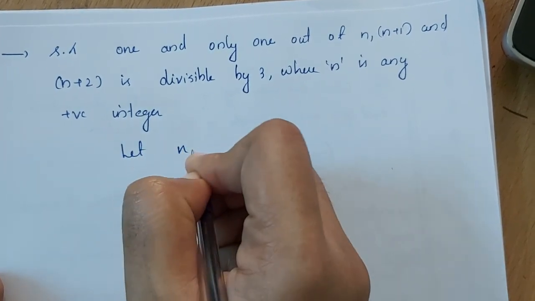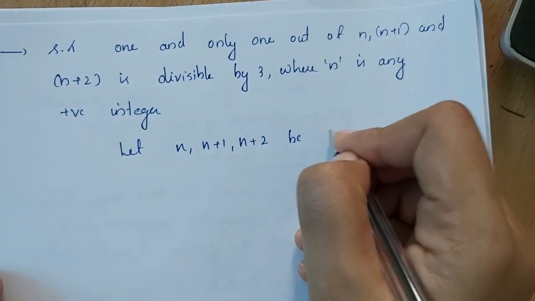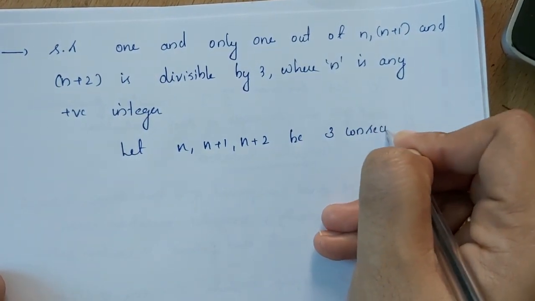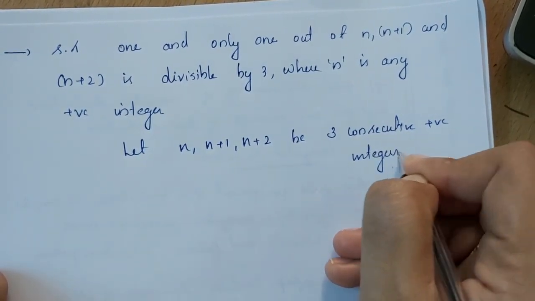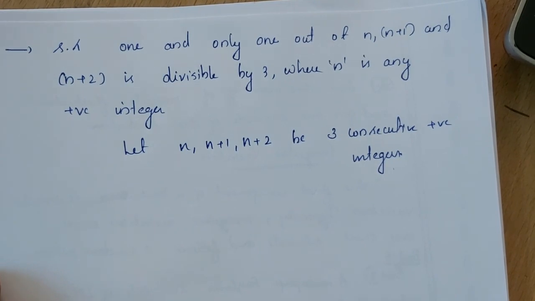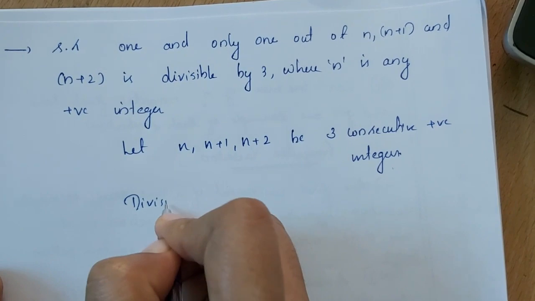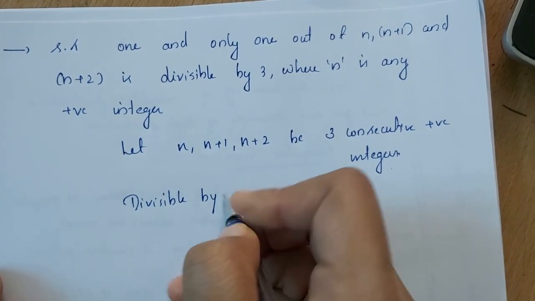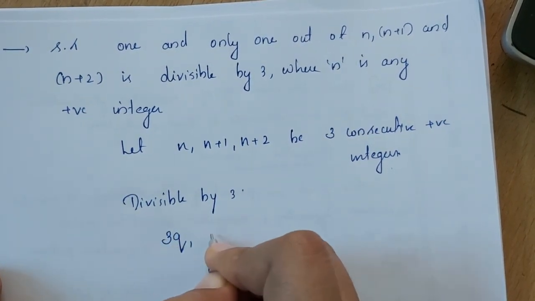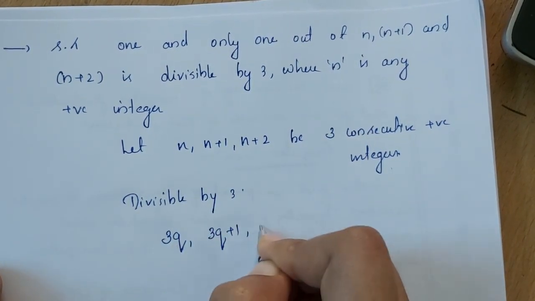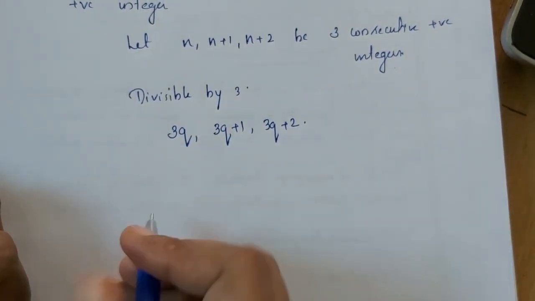Let n, n plus 1, n plus 2 be 3 consecutive positive integers. Suppose these are 3 consecutive positive integers. If it has to be divisible by 3, we can represent it in the form 3q, 3q plus 1, 3q plus 2.